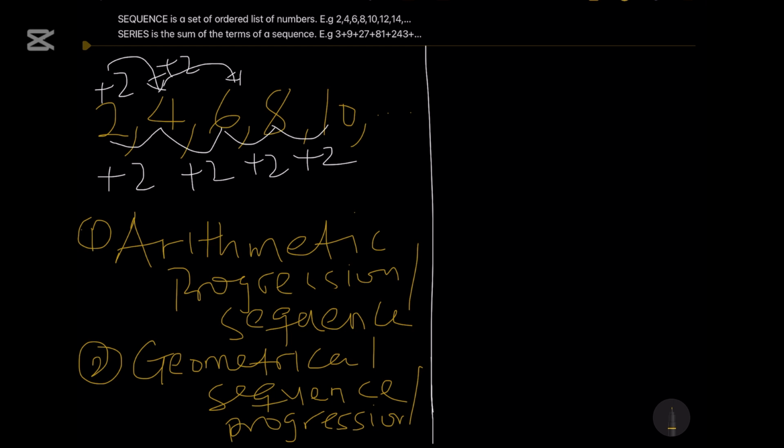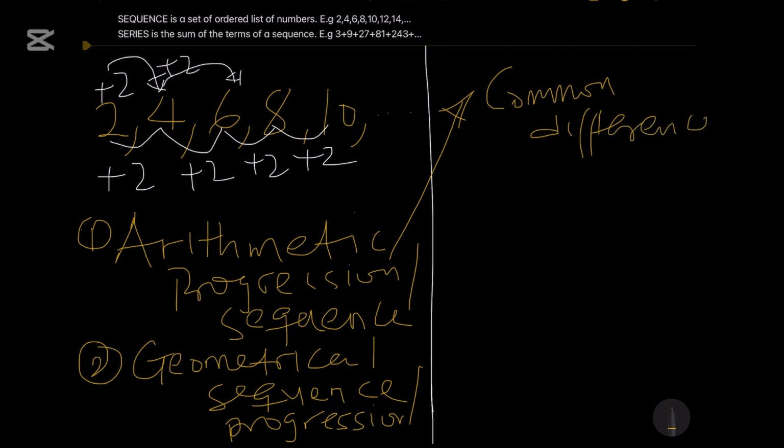Now when we talk about arithmetic progression or sequence, arithmetic progression is the kind of ordered list of numbers that is based on what we call common difference. Whereas geometrical sequence is a set of numbers that is based on what we call common ratio. Now, what do we mean by common difference?